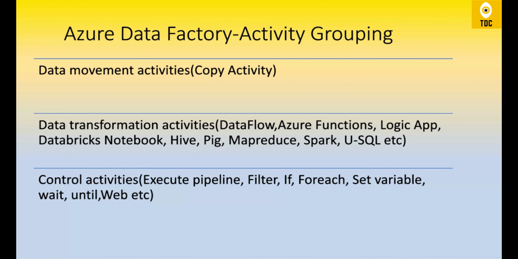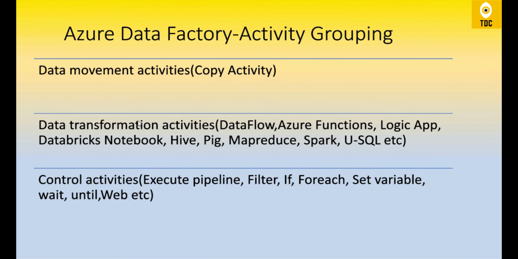And during that, we can do a lot of file conversions, like from Parquet to Avro or Avro to Parquet, or you can consume a table and store it in a Parquet format. So basically, on the fly, you can do a lot of data level conversions. So that is what we call a data movement activity.